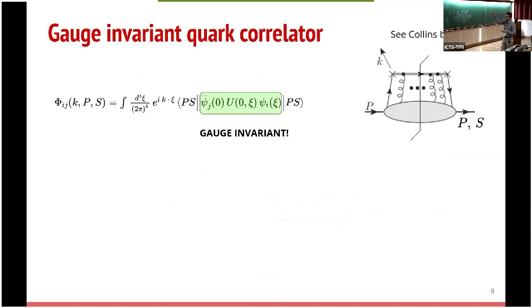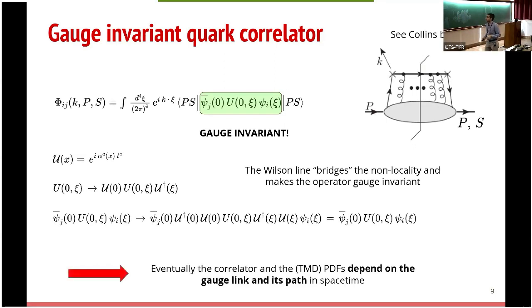And the definition of the PDF in the diagrammatic way is modified. You see that it's not really the handbag diagram anymore. There is a double line here with the exchange of gluons that represents the fact that you have a Wilson line and the operator is gauge invariant. So, okay, let's leave it here. This is gauge invariant and we understand what the gauge link means from the physical point of view.